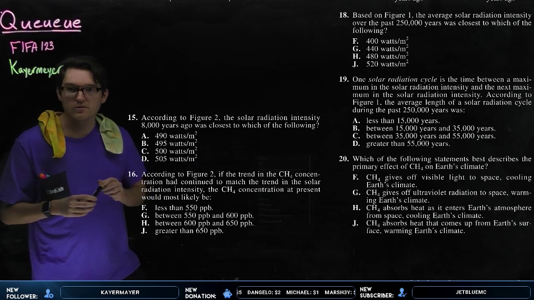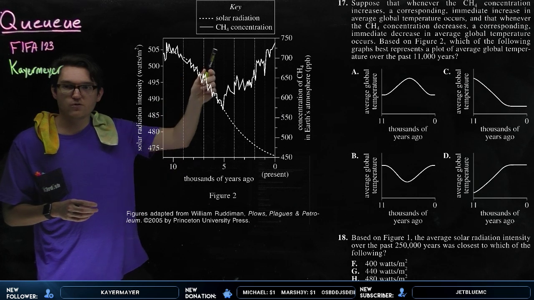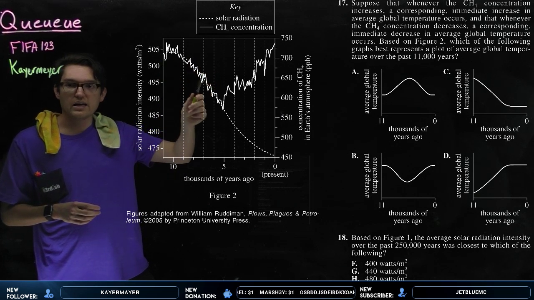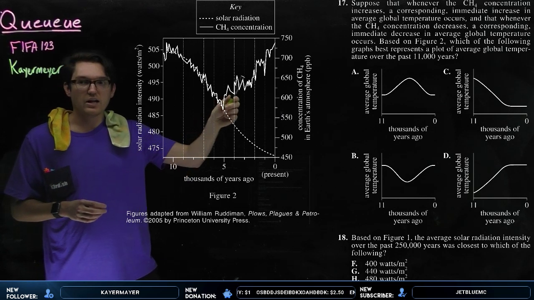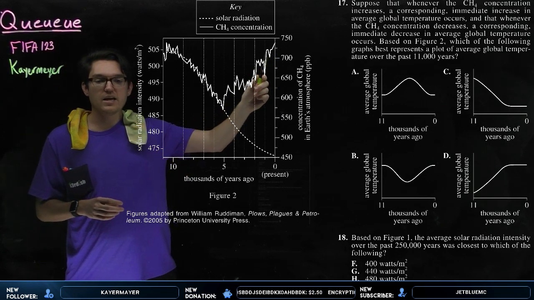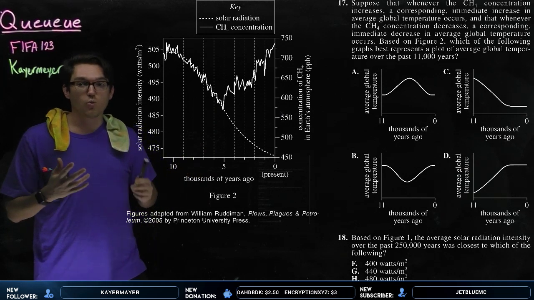Let's look at Figure 2. Levi, bring us up. Okay, Figure 2 is right here. So as we can see, CH4 concentration is the solid line. It stops tracking with the solar radiation line around 5,000 years ago and starts going up this way. Okay, so it's saying if it had not done that, if it had continued its trend, which is following the solar radiation, where would it be today?